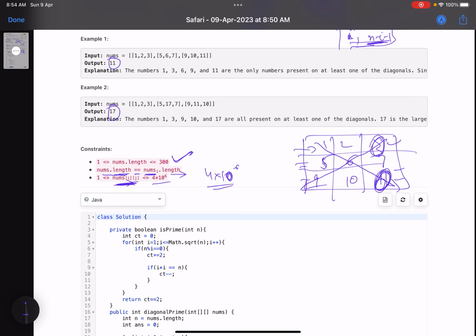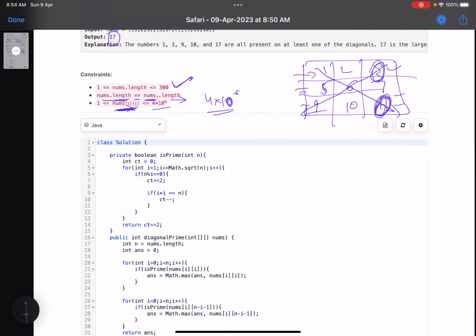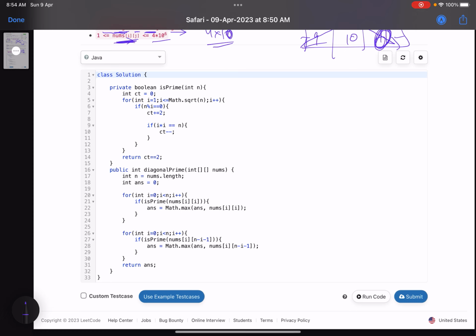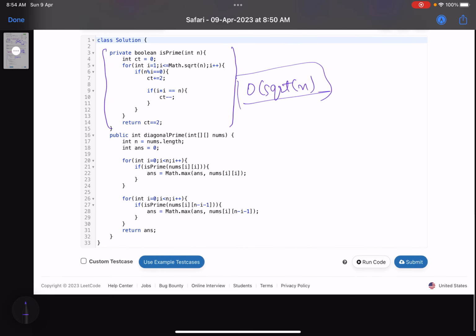Okay, this is it. So obviously I think people are applying brute force to calculate the prime, but generally a big O of square root of n will pass here. Okay, let me show you the solution.